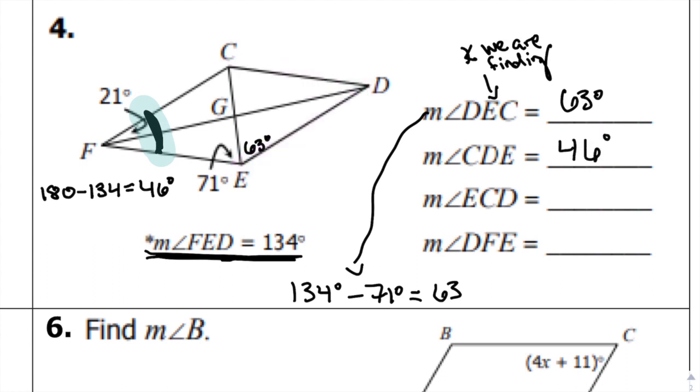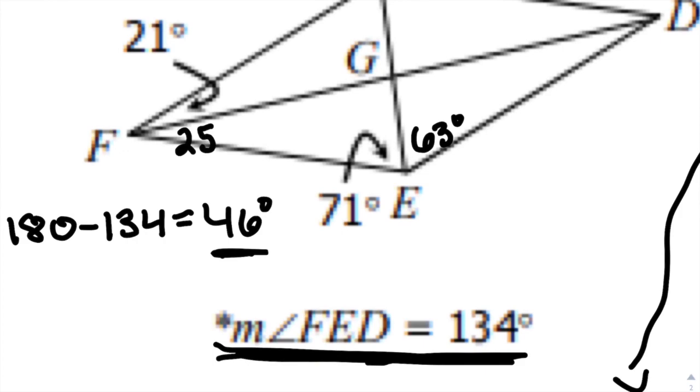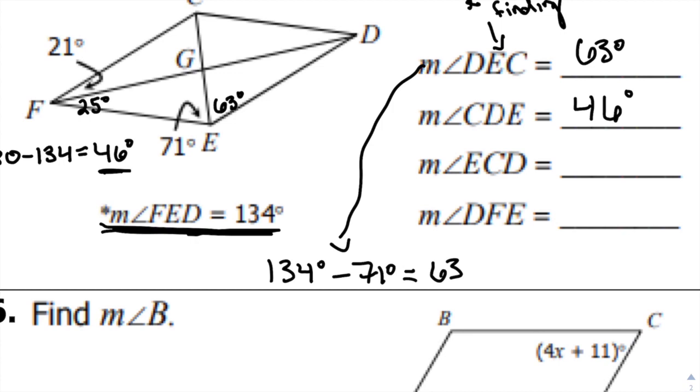Let's take this a step further because we can. If I know that this has to be 46 and I know that part of it's 21, what does this part have to be right here? How would I find that? Yeah, I would do 46 minus 21, and you're going to get 25 when you do that. Okay. That was a lot. Okay, so ECD.